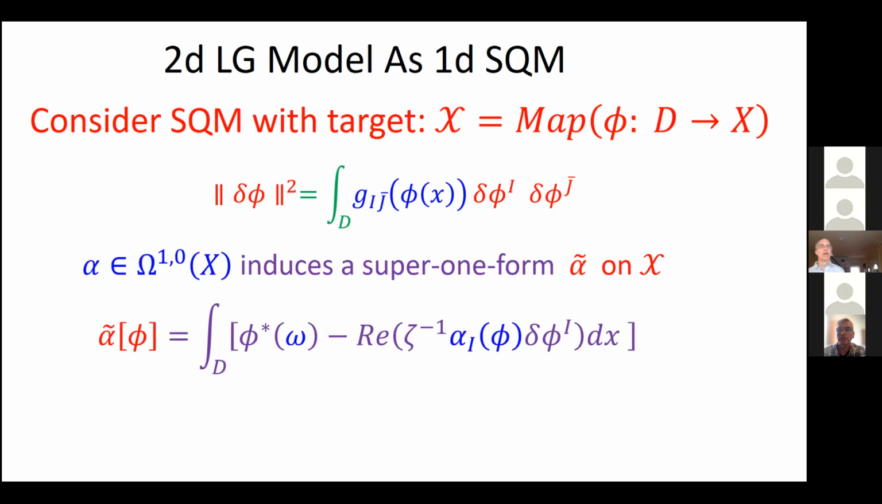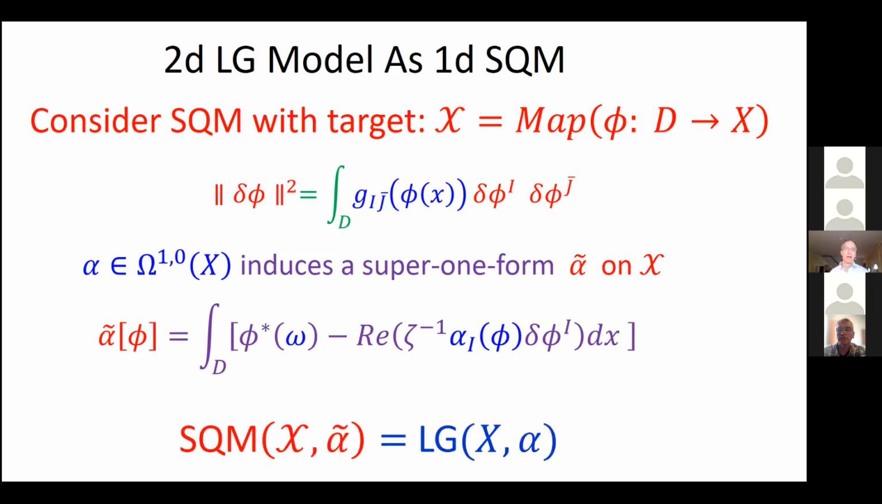Yes. So alpha, you should think of alpha as just like in the quantum mechanics. Alpha is locally dW, where W is locally a holomorphic Morse function. So the critical points of W are going to be isolated and massive, Morse.